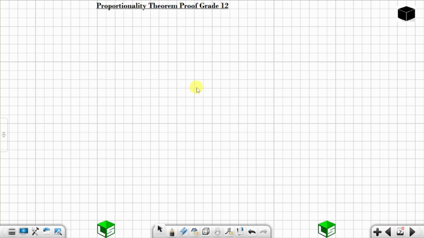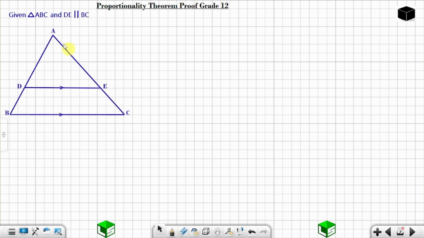Okay, friends, let's prove another proportionality theorem. This is proof number 2 of 3. You are given triangle ABC and line DE parallel to the line BC. Now, you are required to prove AD over AB is equal to AE over AC.